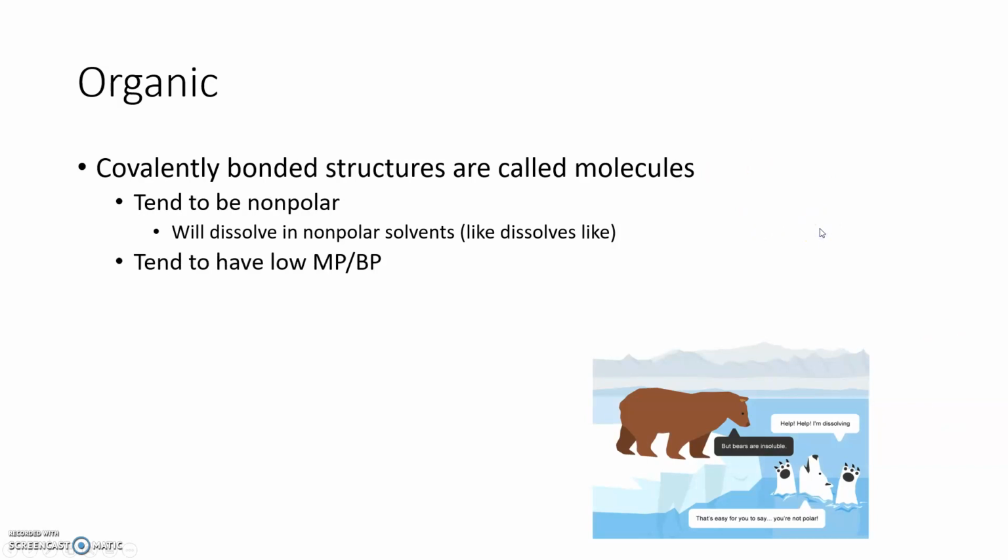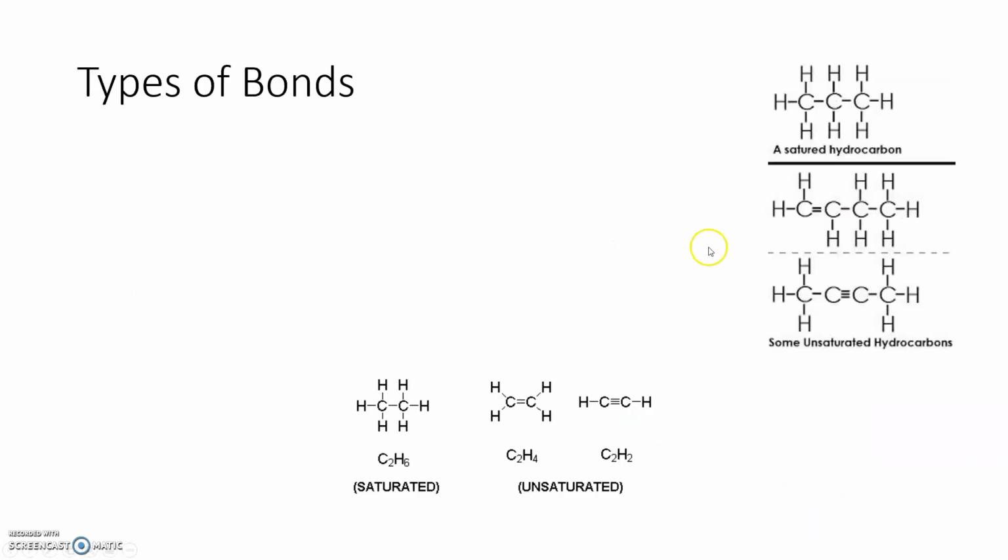They tend to have a low melting or boiling point, which should flag you as thinking that it must be weak. These are weak bonds if they have low melting and boiling point. They're poor conductors, which makes a ton of sense because they do not have any metal in them. And they are non-electrolytes, which means they do not conduct electricity when you put them in water.